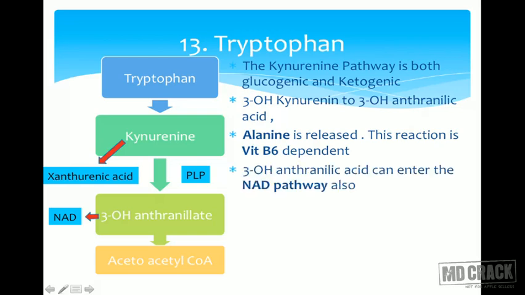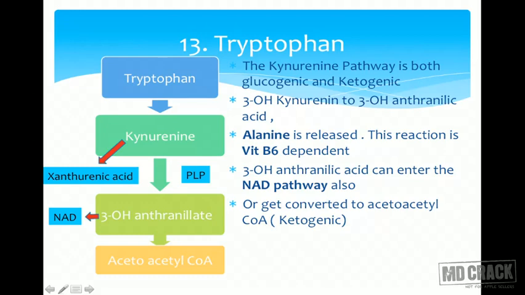This is B6 dependent, and remember that 3-hydroxyanthranilic acid can enter the NAD pathway. So what is the importance of this? Tryptophan can help in the formation of a vitamin, nicotinamide adenine dinucleotide. The coenzyme form of a vitamin can be formed. When do we say anything is a vitamin? When it cannot be synthesized, that is what we used to say, but there are certain vitamins which can be synthesized, and one of them is niacin. So niacin can be synthesized from tryptophan by the NAD pathway, or it can be ketogenic also.